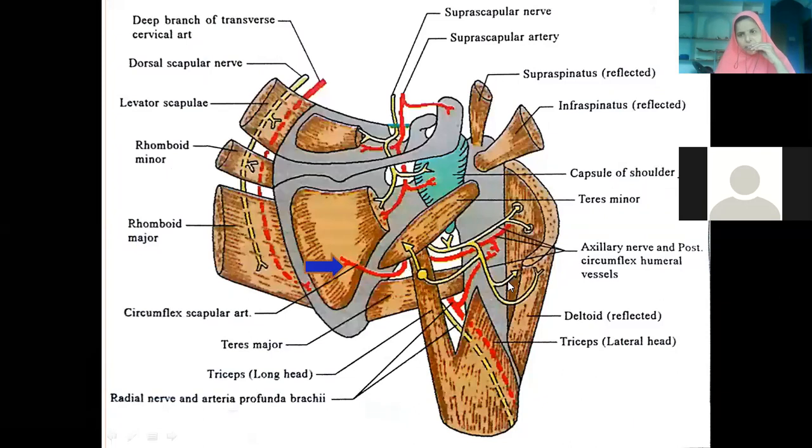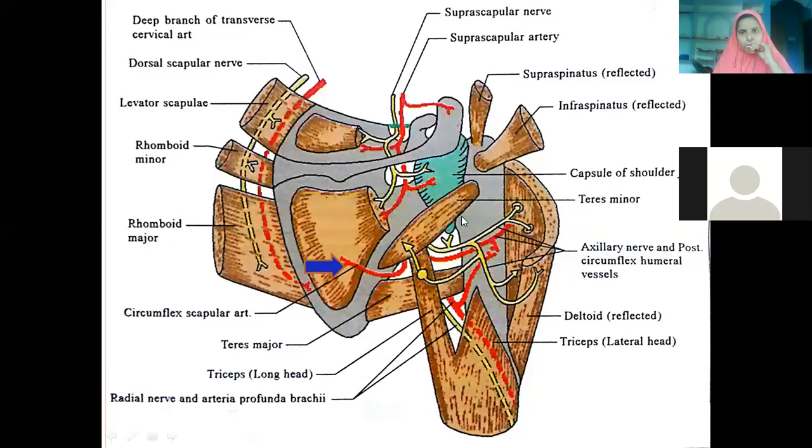See, when we are going to this, now this picture helps us to understand the triangular and quadrangular spaces we come across when we do the dissection from behind. Okay, so this is upper triangular space. Okay, this is upper quadrangular space and this is lower triangular space. Okay, then this picture helps us to talk about the relations of artery also.